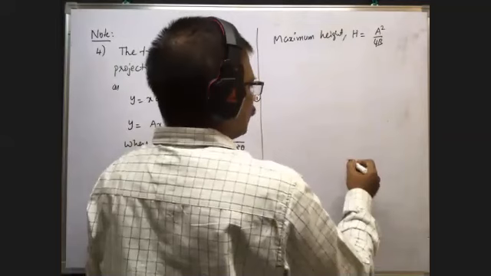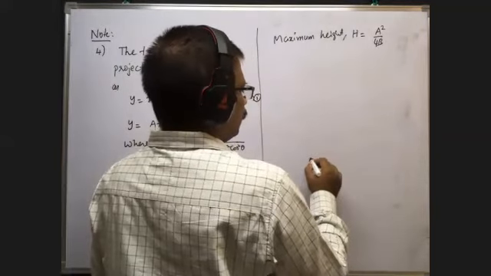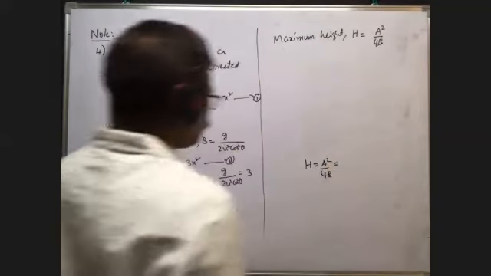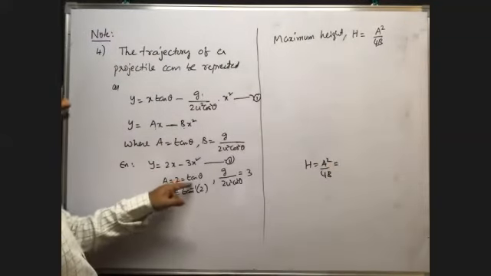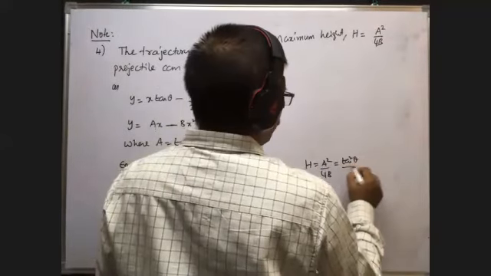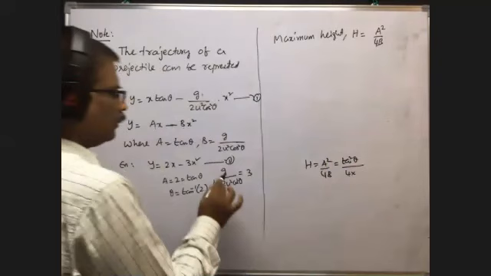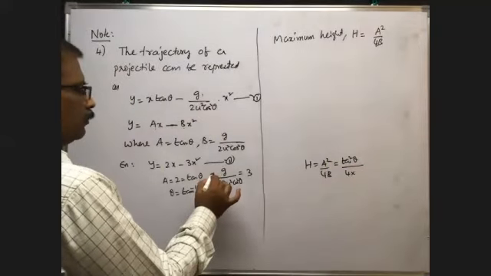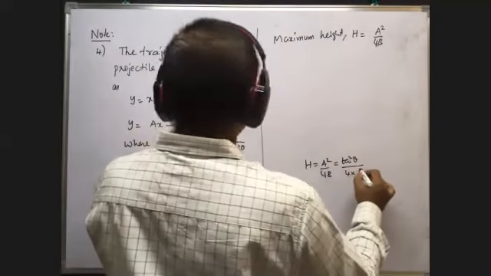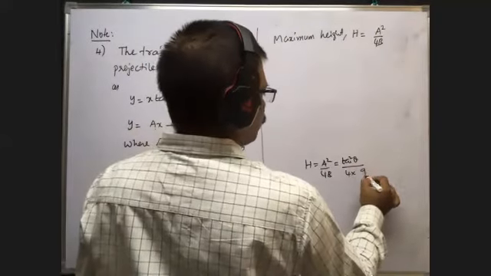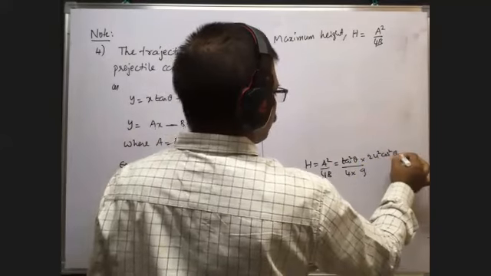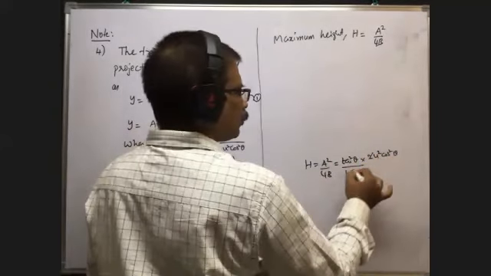We check. You see, here h is equal to a square by 4b. What is a? a is equal to tan theta, so you write tan square theta by 4 into b. And b, when you compare these two, is equal to g by 2u square cos square theta. We got this one. Here you see the 2s are there.